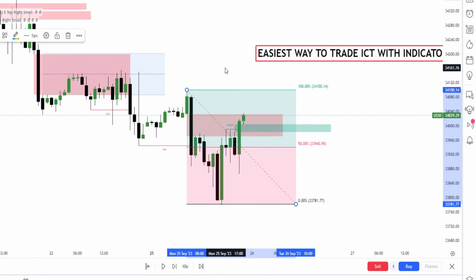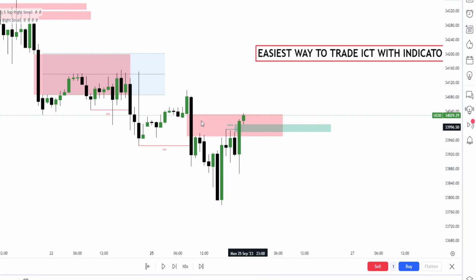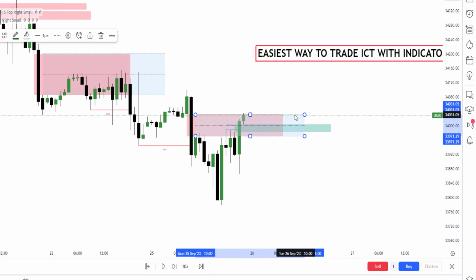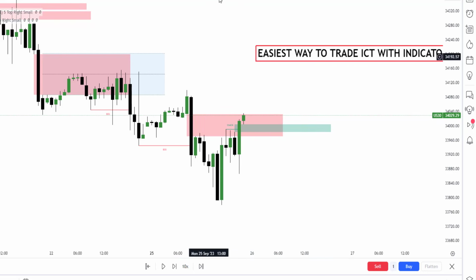Quite easy and straightforward. So look at this. Price is coming, has this break of structure, and then this indicator has given you a fair value gap. Quite easy to see. That is it. Trading in this time frame is less noisy, and you have the best setup for you to be able to get an entry.